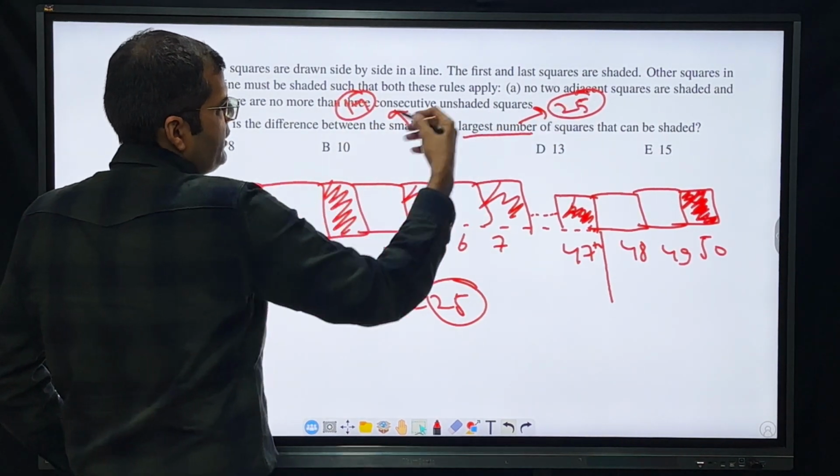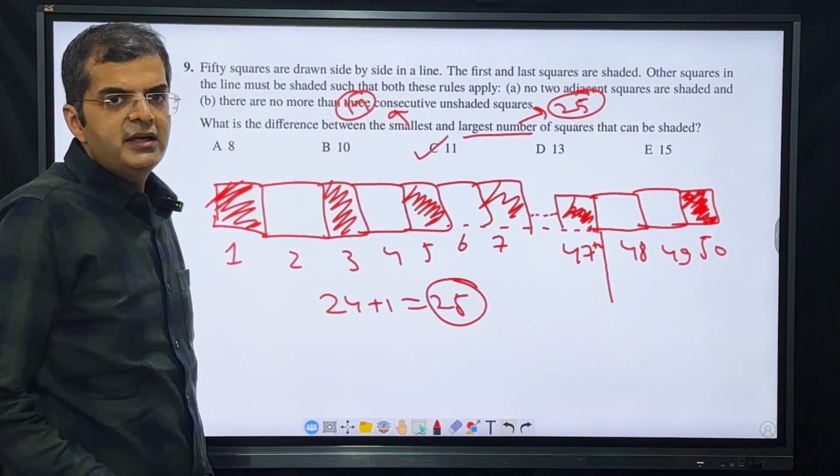What is the difference between 25 and 14? 11 is the difference. Answer option C, 11, is the right answer.